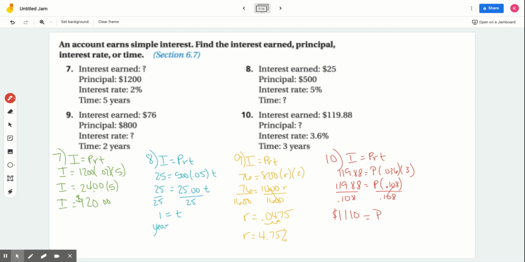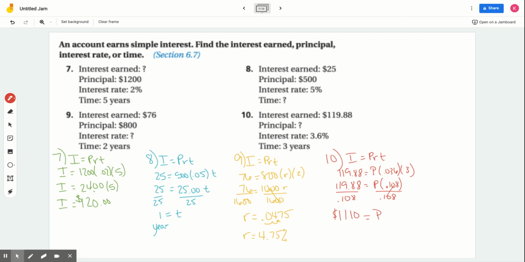Now remember, this is a decimal and we're looking for a percentage rate. So we have to change the decimal to percent by moving the decimal 2 places to the right. So the annual interest rate here is 4.75%. When your answer is a percent, you always have to have the percent sign to tell what kind of number it really is. With number 10, we're finding the principal, the amount we start with.